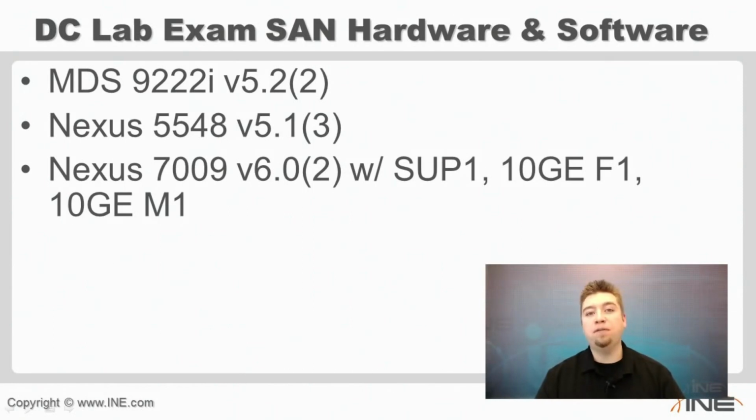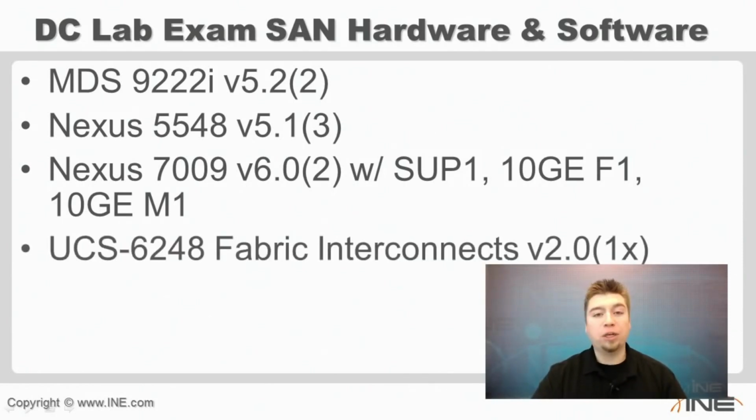How does the Nexus 7K fit into the design? But the majority that we're going to be dealing with in the design is the MDS, which is actually attaching directly to the Fibre Channel storage, and then the Nexus 5K, which is going to be going down to the end host, either to the native Fibre Channel initiators or to the FCoE initiators. Okay, then we have the UCS fabric interconnects, which again we're going to be addressing later once we get to the actual UCS class.